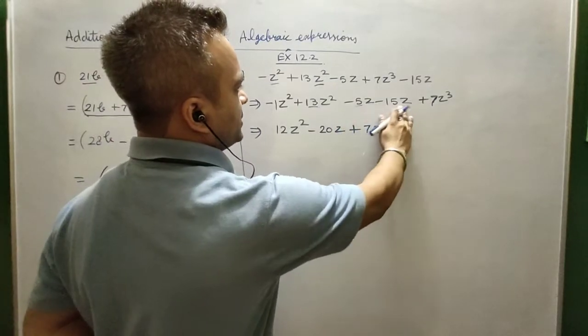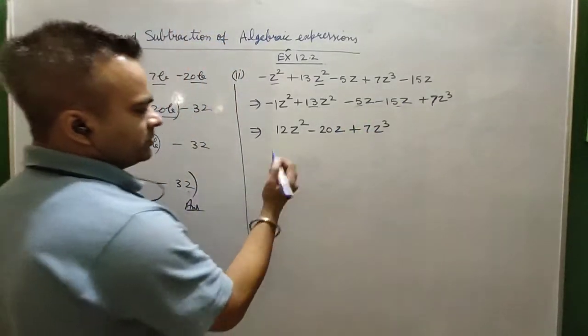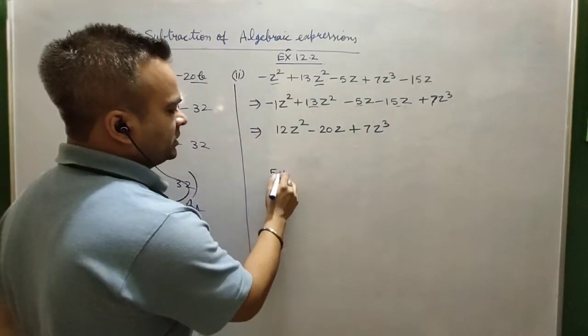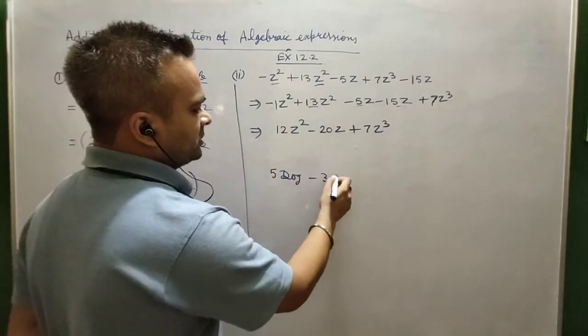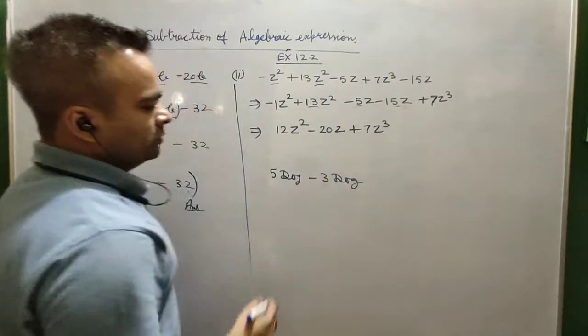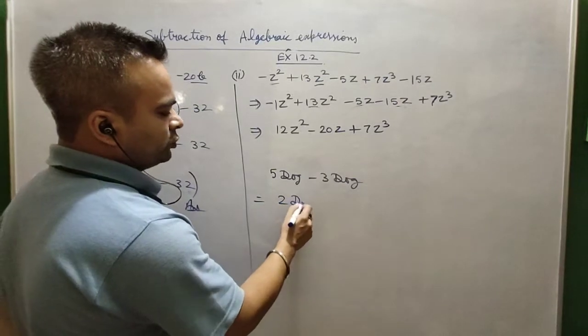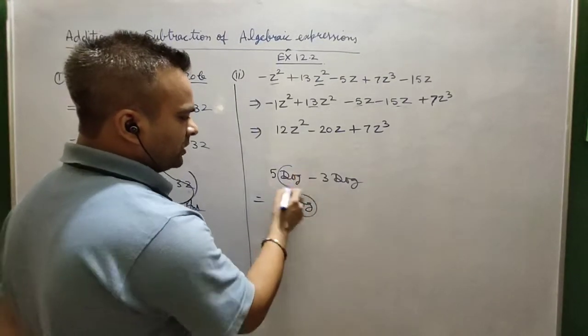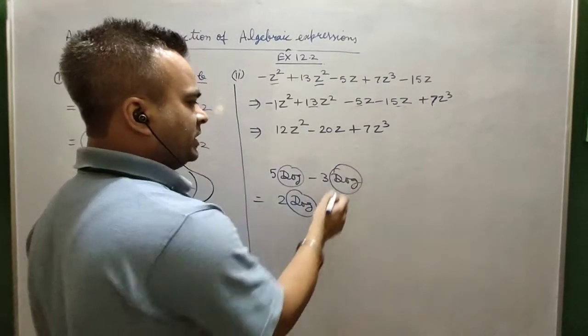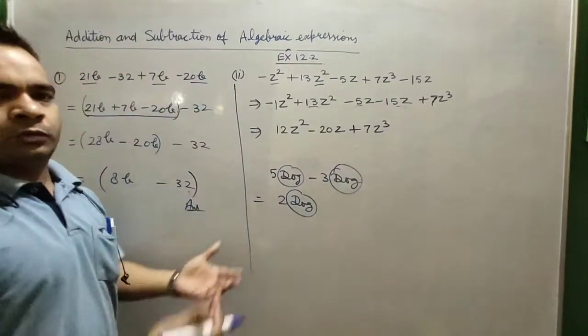Some students sometimes get confused, like, sir, why are you doing this, why are we not subtracting z or these things. Suppose I am taking one example. Suppose there is 5 dog and minus 3 dog. So what will you do, definitely there is 2 dog. It means dog is what? Dog is actually telling you we are subtracting dog from dog.